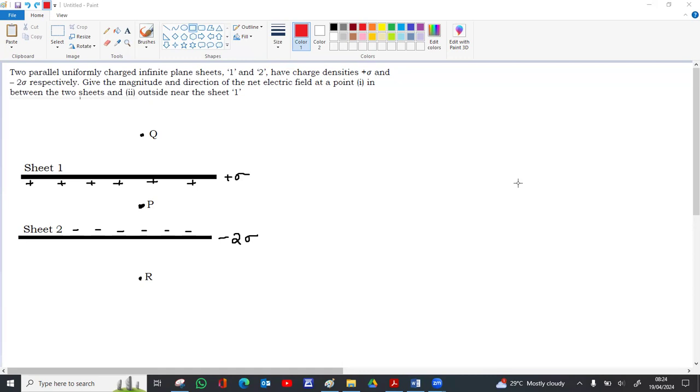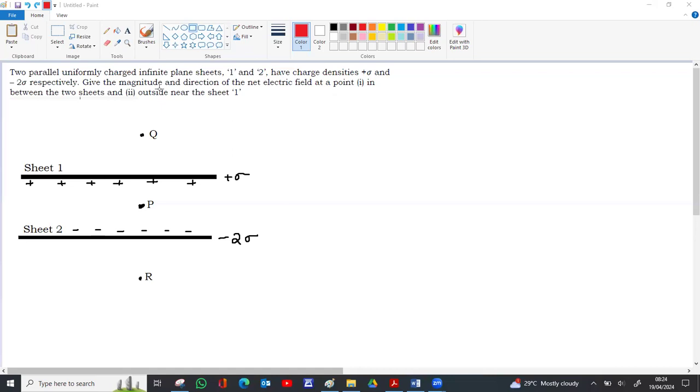In this question, there are two parallel uniformly charged infinite plane sheets, sheet 1 and sheet 2. The charge density of sheet 1 is plus sigma, positively charged, and minus 2 sigma for sheet 2, negatively charged.